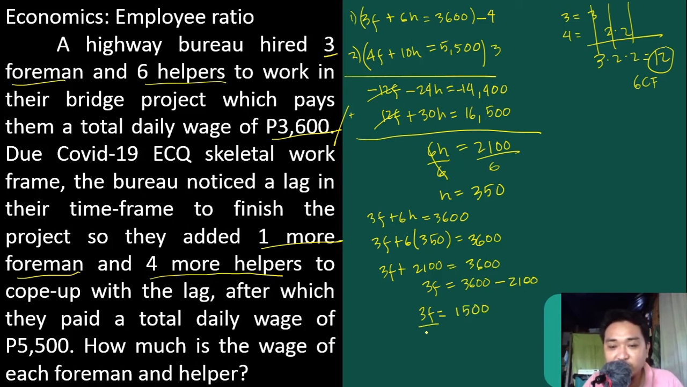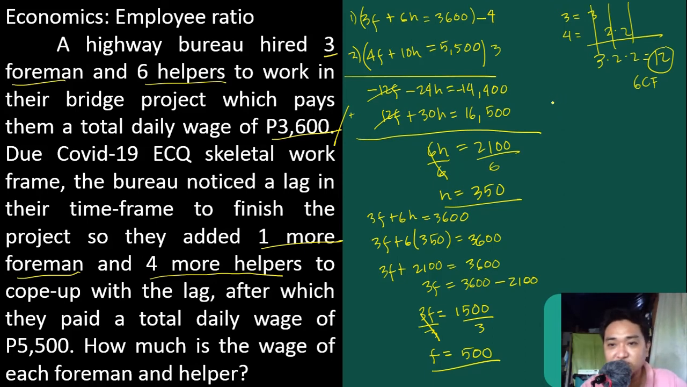And then let us divide both sides by 3 para ang matira na lang is F. 3 divided by 3 is just 1, no need to write 1. F is equivalent to 1,500 divided by 3 is 500. So there you go. Meron na tayong value ni F at saka value ni H, wherein F here stands for the daily wage of foreman and H here pertains to the daily wage for helpers.